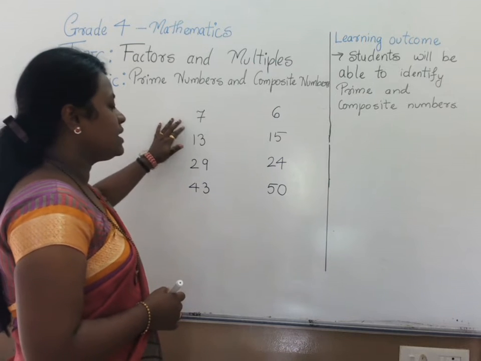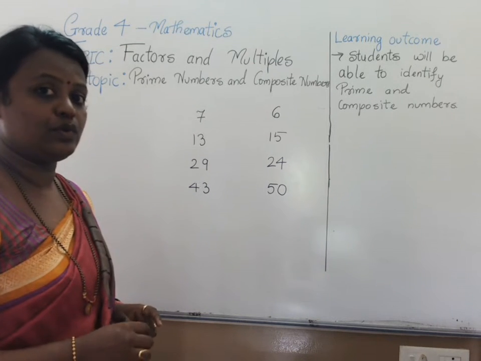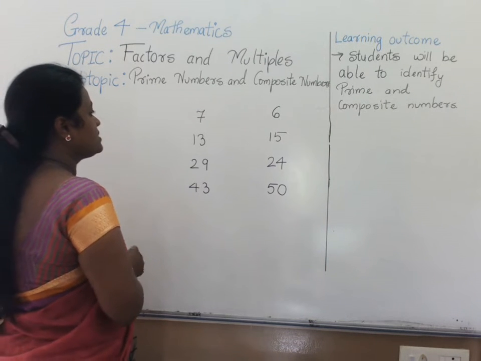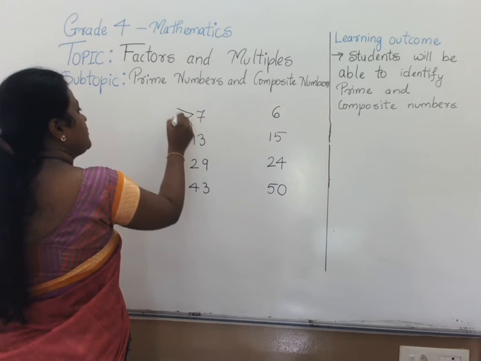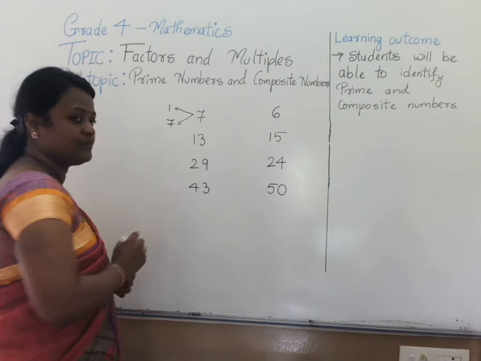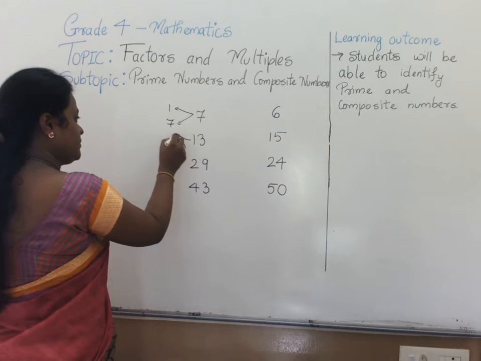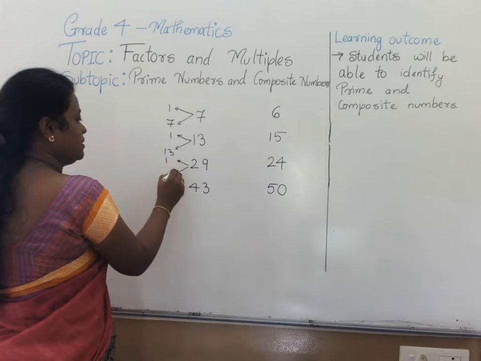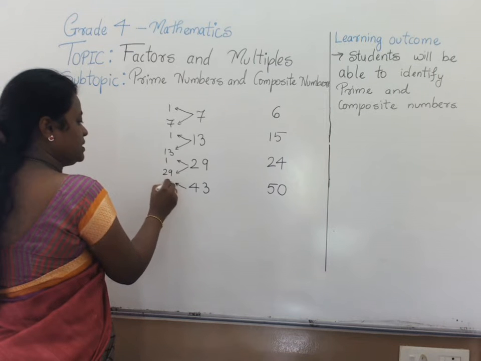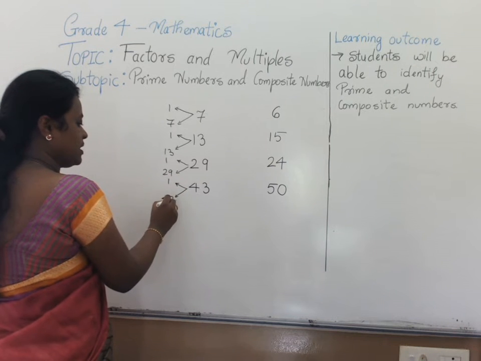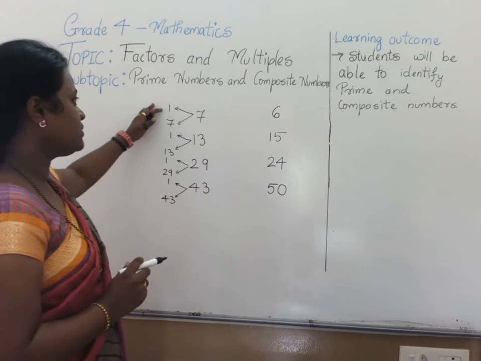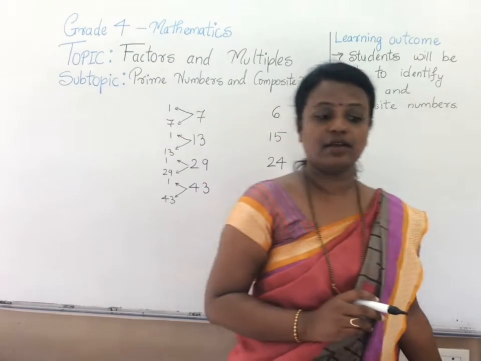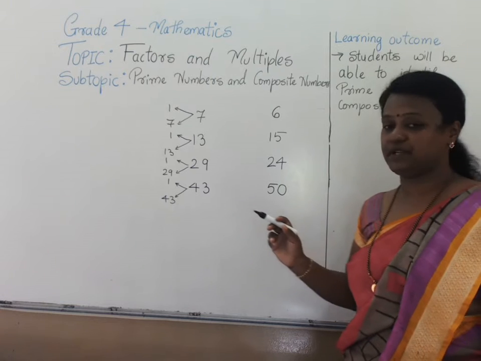Yes, when you look at 7, if I ask you to note the factors of 7, you would start as 1 seven is 7. For 13, 1 thirteen is 13. For 29, 1 twenty-nine is 29. For 43, 1 forty-three is 43. Are there any possibilities of any other factors? No. Let us check on the other side, that is 6, 15, 24 and 50.